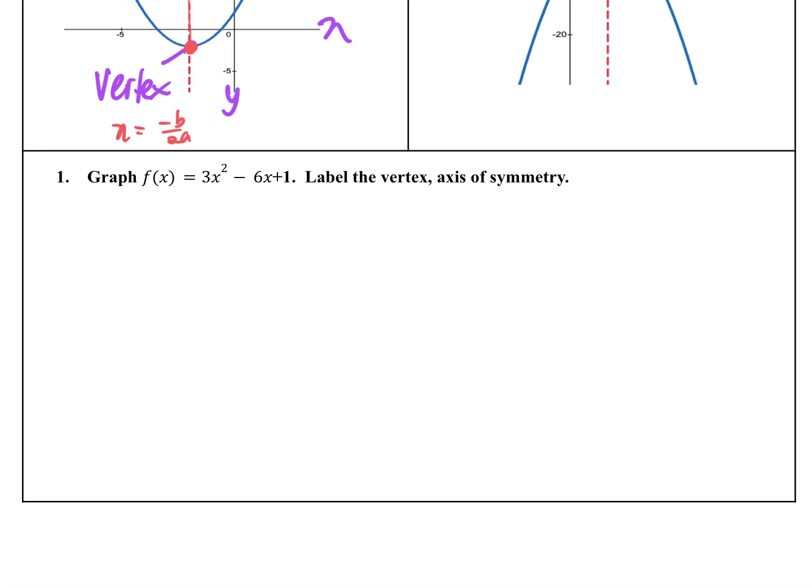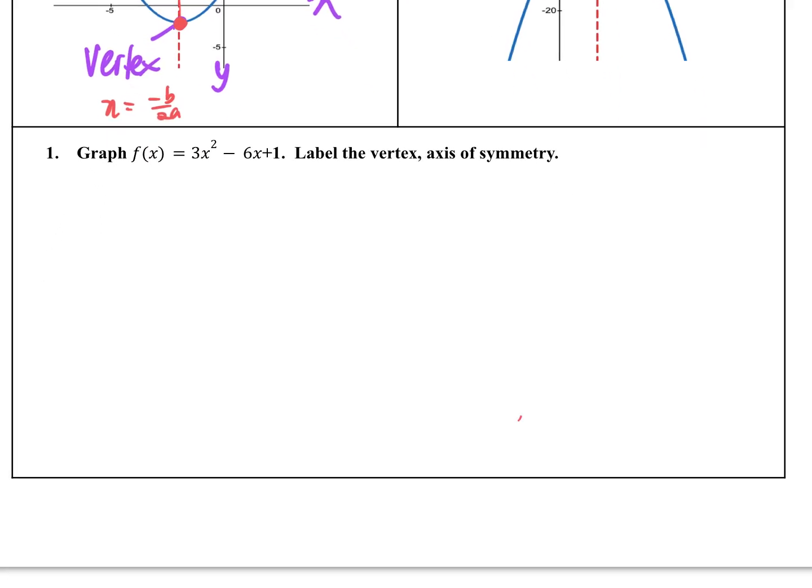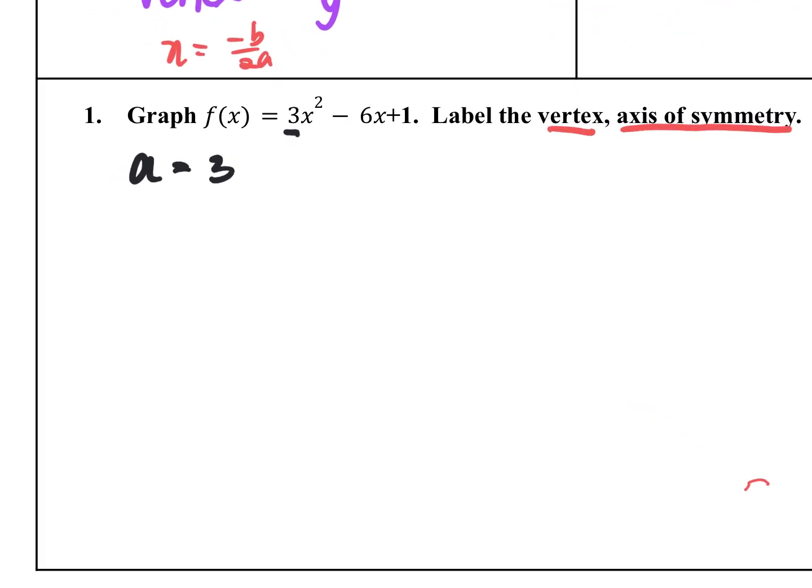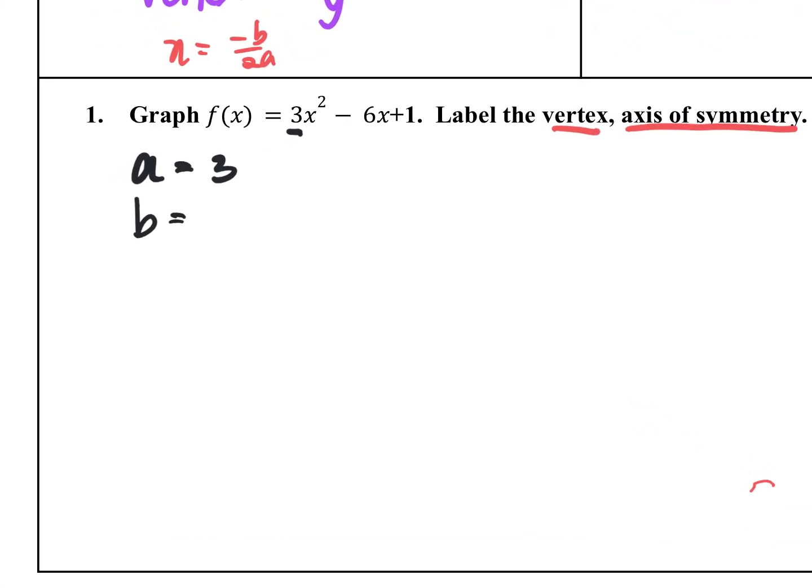Okay, so let's give you an example. Number 1, graph f of x is equal to 3x squared minus 6x plus 1. Label the vertex and axis of symmetry. The first thing we're going to do here is to get the values of our a. Our a here is 3, the coefficient is 3. The b is going to be negative 6, and c is plus 1.